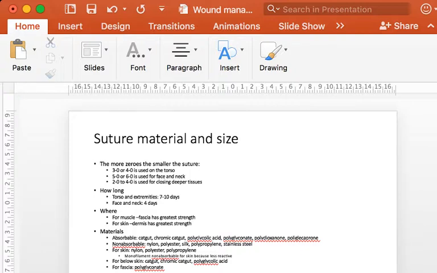And in terms of materials, you can choose between absorbable and non-absorbable. Absorbable will be like catgut, chromic catgut, polyglycolic acid, polyglyconate, and so on. Non-absorbable: nylon, polyester, silk, stainless steel, polypropylene. For skin, we tend to use the non-absorbable because it is less reactive, and that would include nylon, polyester, and polypropylene. For below the skin, we can use absorbable, so catgut, chromic catgut, polyglyconate. And for fascia, we can use polyglyconate.